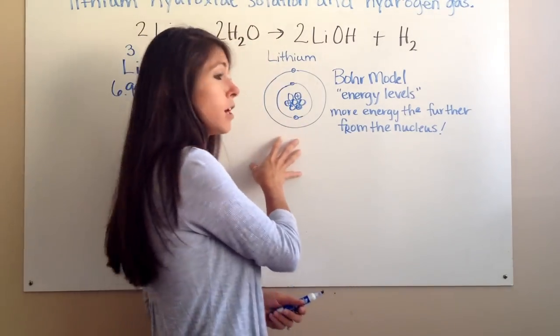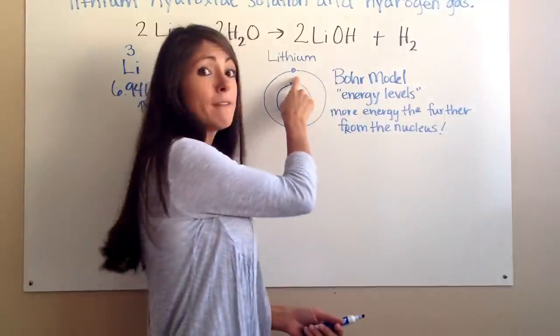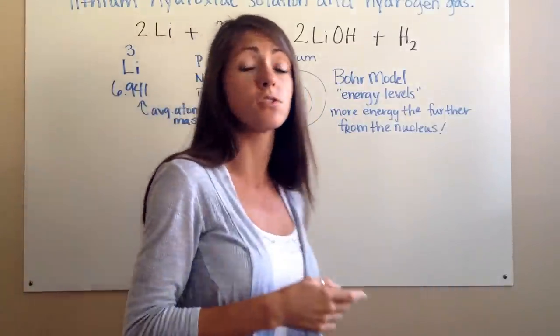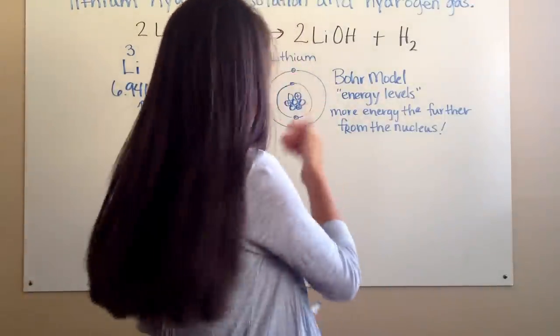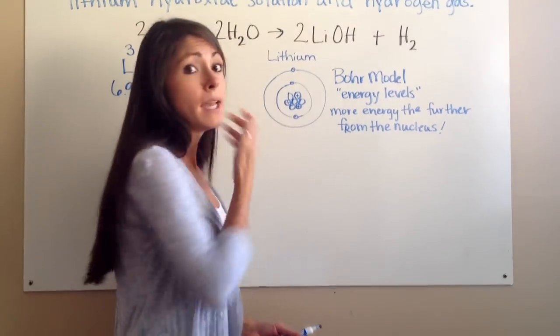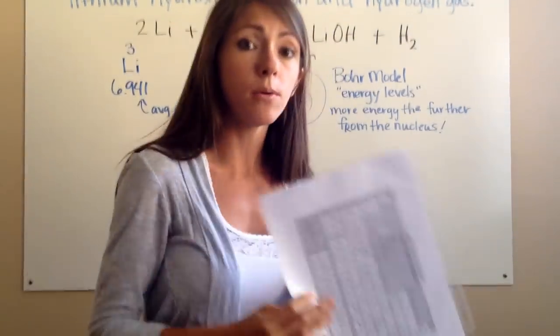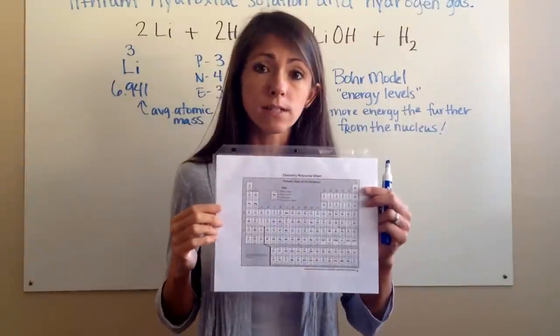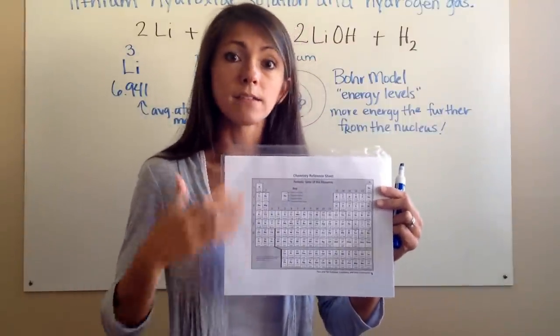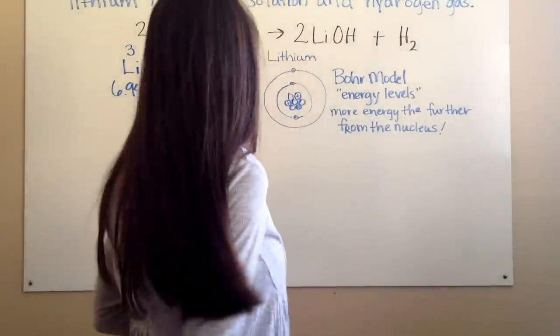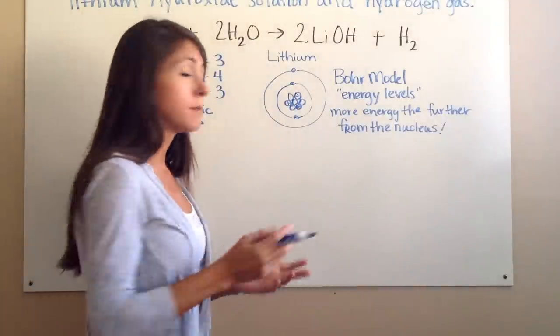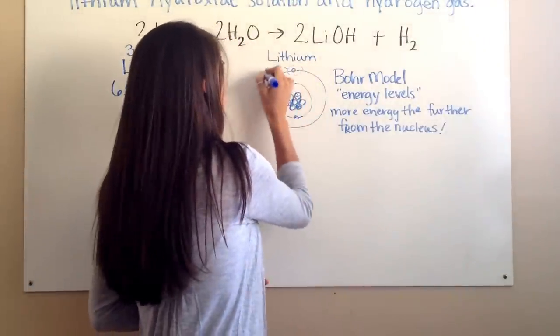Now, you can tell from this drawing that it has one valence electron. Valence electrons are those that are involved in chemical reactions and in bonding, and they are located on the very outer energy level. Now, another way of knowing is by knowing the trend that goes across the table. Group 1 has one valence electron, group 2 has two, so forth and so on.